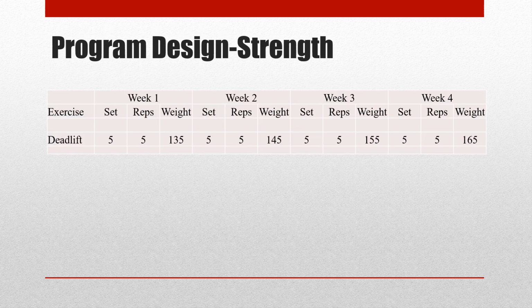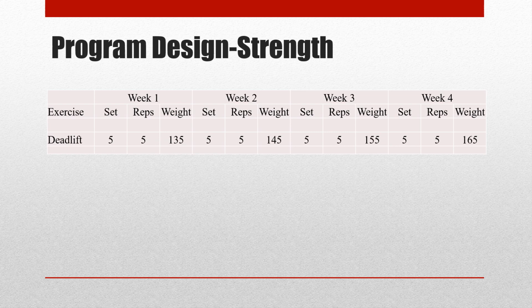So to dig into a little bit more detail, if we're designing a program for strength, for instance, if we take deadlifts, we would do 5 sets of 5 repetitions, usually 3 times a week, starting out with a set weight. So you notice as we move up to week 2, week 3, week 4, I'm not changing the sets or reps, but I'm always adding weight because the goal is to get you stronger.